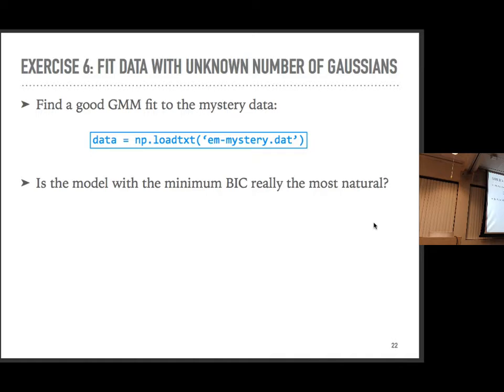I guess the way, I don't know if it works. But I wasn't even sure how to iterate over a couple of Gaussians. Yeah, to try this one.